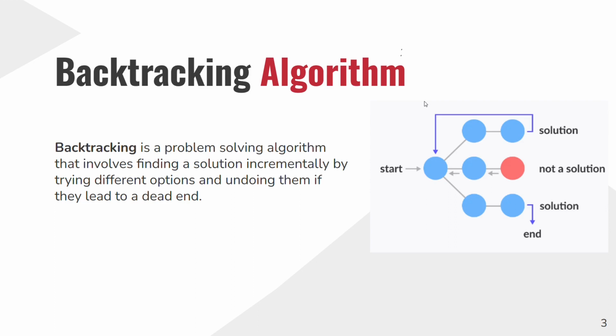This application mainly uses the backtracking algorithm, which is a problem-solving algorithm that involves finding a suitable solution incrementally by using all available possibilities and backtrack if one of them leads to a dead end. By using this algorithm, this allows us to create custom and unique timetables for each class.